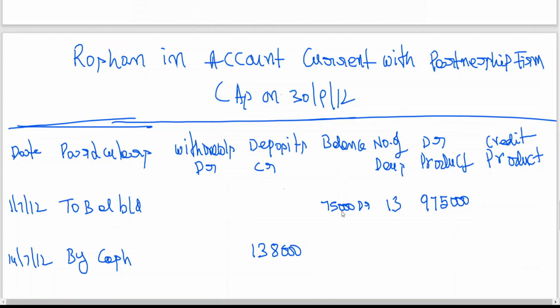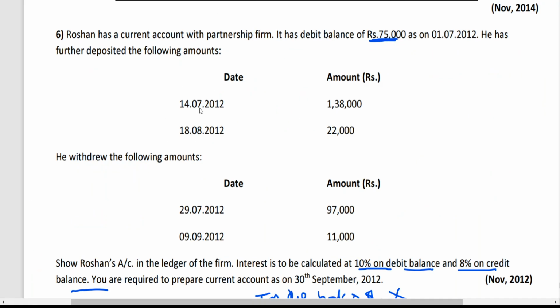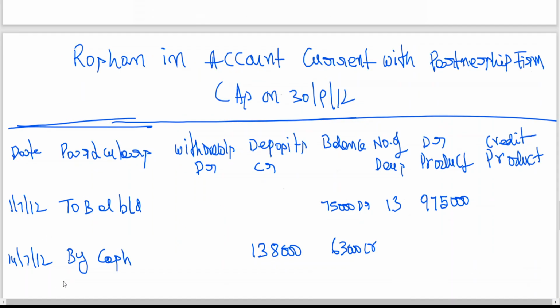Then 75,000 debit balance. When you deposit, what happened? Your debit balance will come down, no? 1,38,000. In simple words, when you deposit money into the bank, what happened? Unfavorable will become favorable, when the deposit is more than the unfavorable balance. You are getting 63,000. Which balance is this? Credit balance. Now to write the number of days, I need to see the next transaction. What is the next transaction? After 14/7, chronologically, it is 29th July.